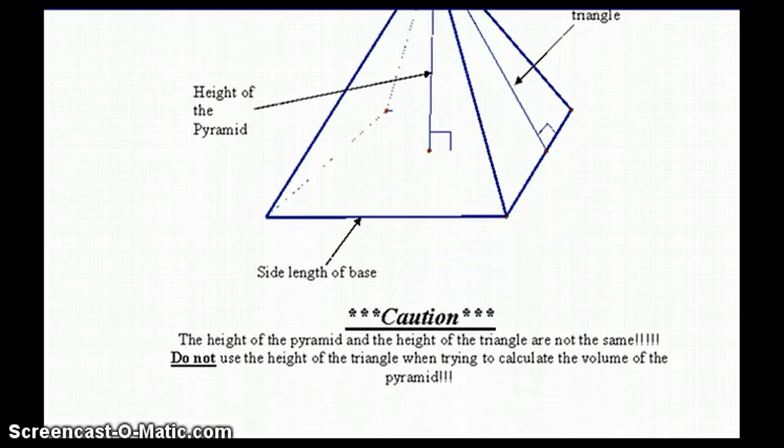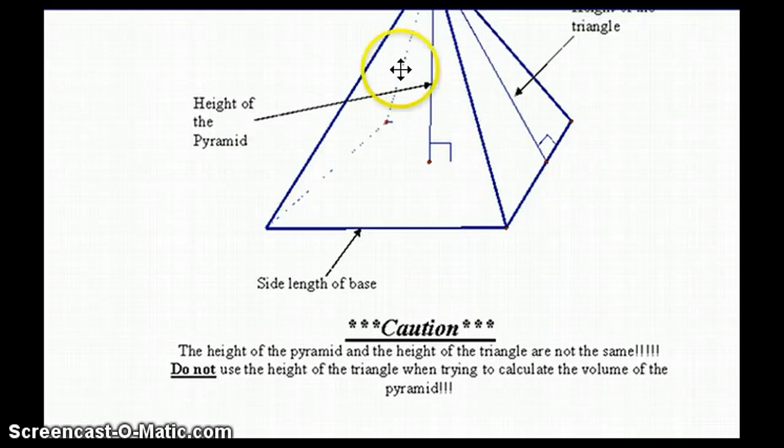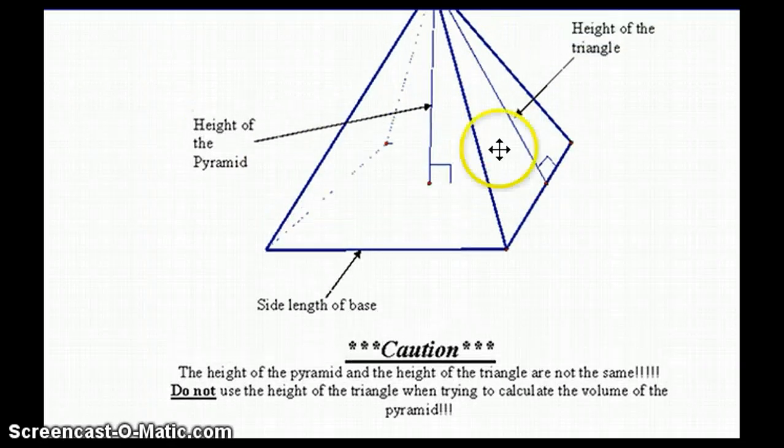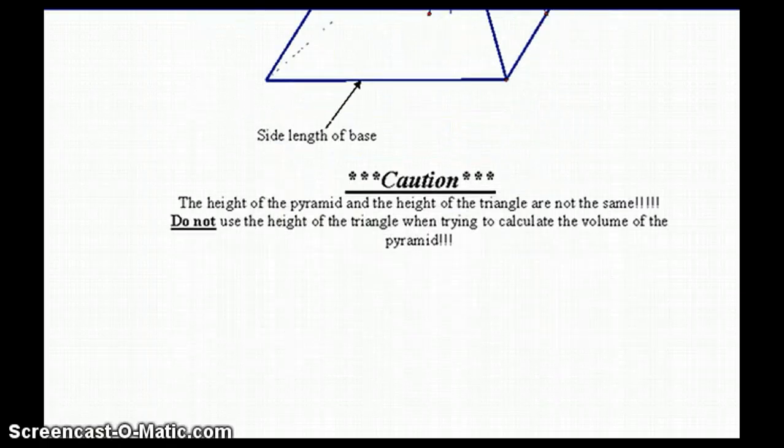Make sure to use caution. The height of the pyramid and the height of the triangle are not the same. Do not use the height of the triangle when trying to calculate the volume of the pyramid. That height will only be used for the surface area of the pyramid, or the area of each individual triangle.